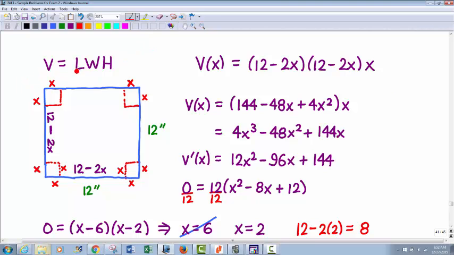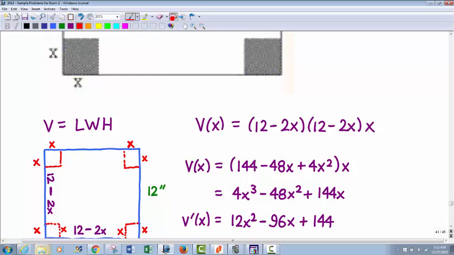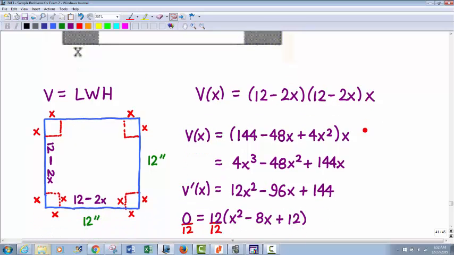So your volume is length times width times height, but we need this in terms of a single variable, not three variables. And we certainly have that: length and width are both the same, 12 minus 2x, 12 minus 2x, and the height is x. See, that's x right there, x, x, x all the way around. When you fold that flap up, it'll be x high. So you just envision that folding up and having a height of x. All right.